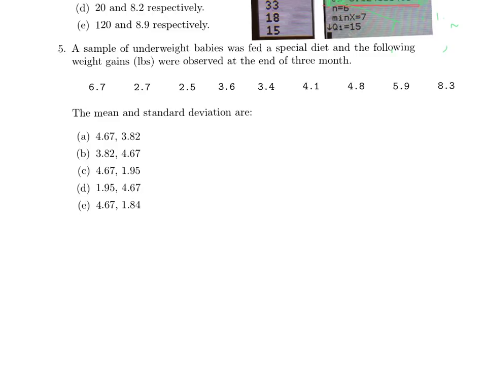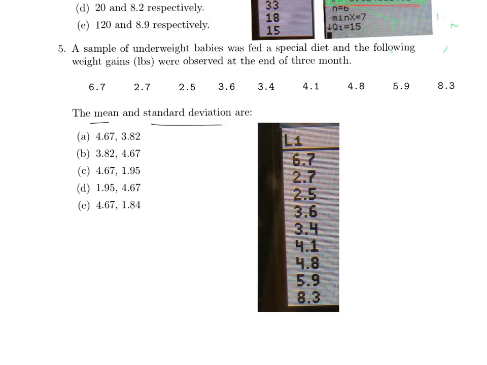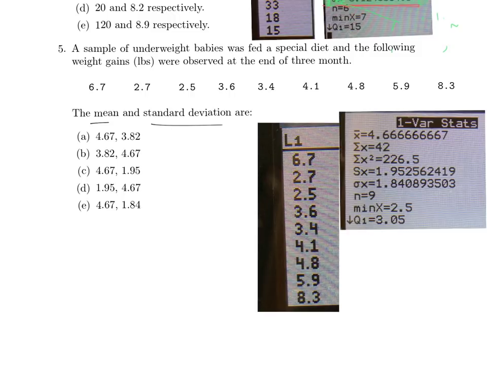Problem 5, a sample of underweight babies were fed a special diet, and the following weight gains in pounds were observed at the end of 3 months. Here we need to find the mean and the standard deviation for the data. So here we'll just enter the data into a list on our calculator and run the one variable stat test. So here it looks like our answer is going to be letter E, the mean 4.67 and the standard deviation 1.84.